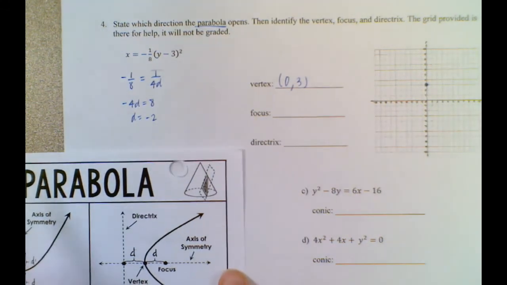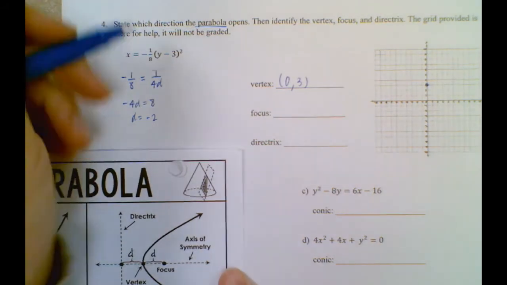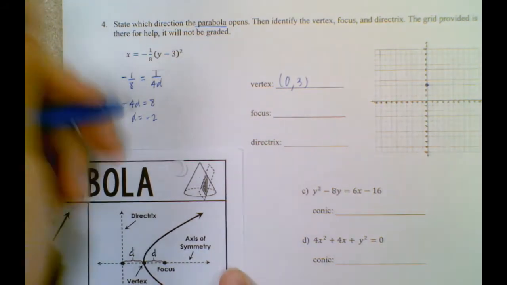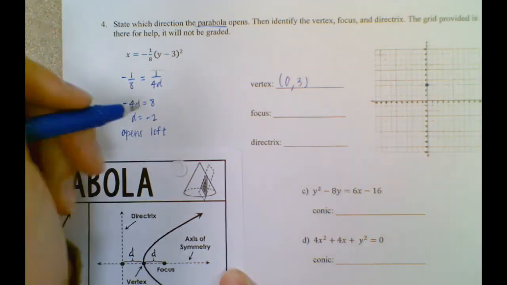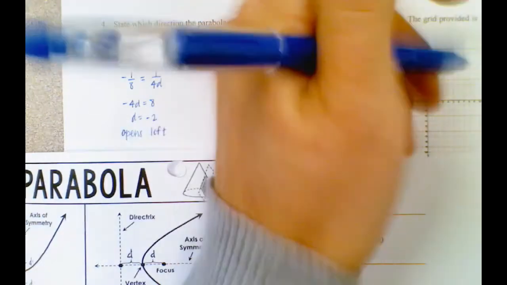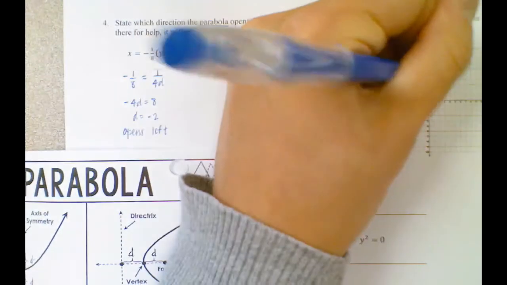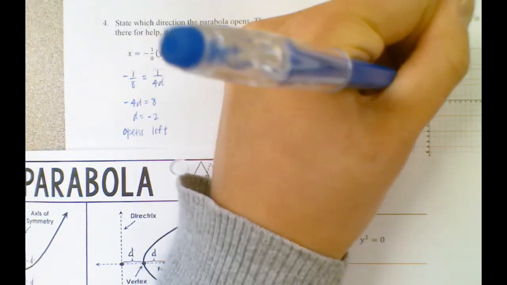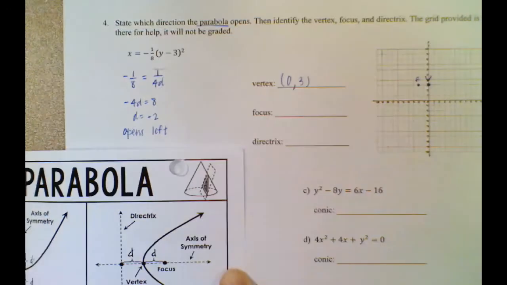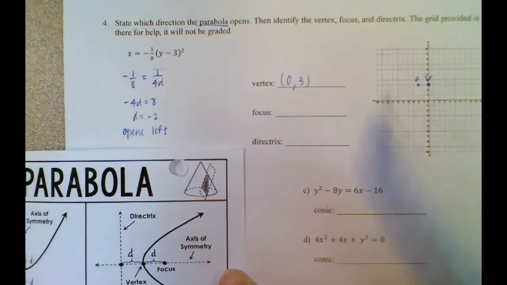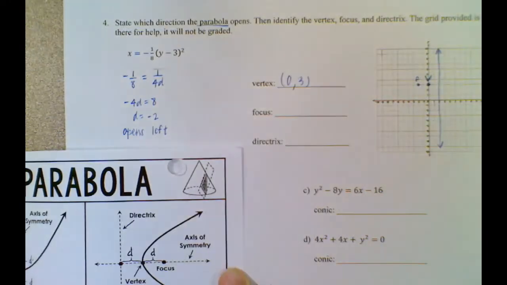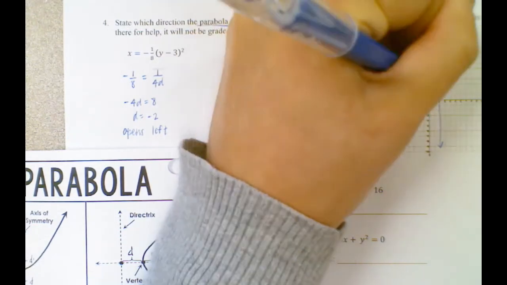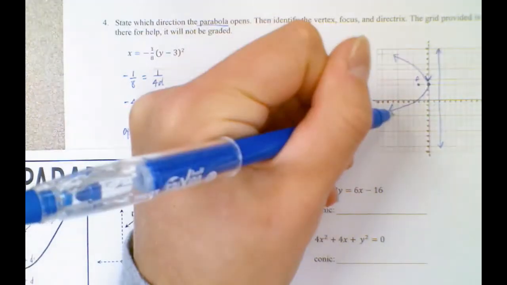Okay, so first I need to determine which direction this opens. So because d is negative, this is going to open to the left. Right? So that means that if this is the vertex, 1, 2, that would be my focus, right? And then if I go to the right 2, this would be my directrix. Okay, because the parabola is opening to the left, because d was negative.